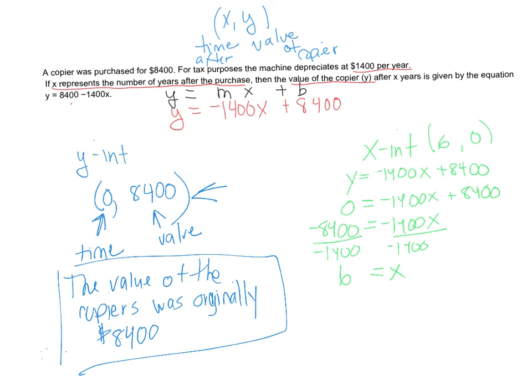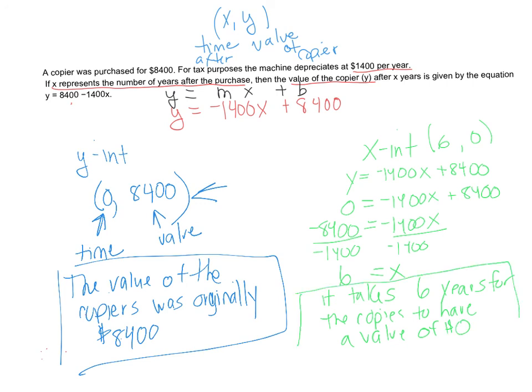But let's talk about what it means. 6 is the number of years. So what that tells us is that it takes 6 years for the copier to lose all of its value, for the copier to have a value of $0. So this is my interpretation, and this is my ordered pair.